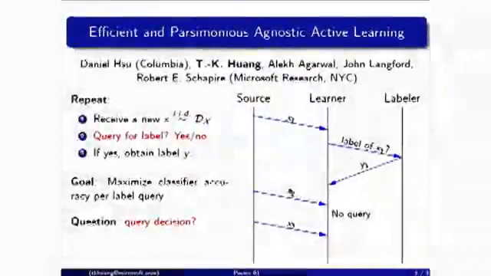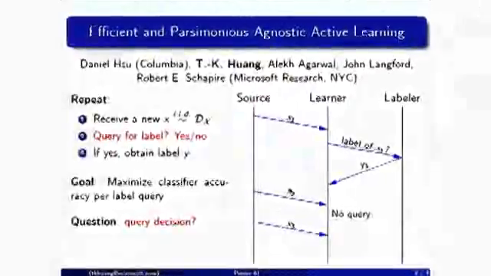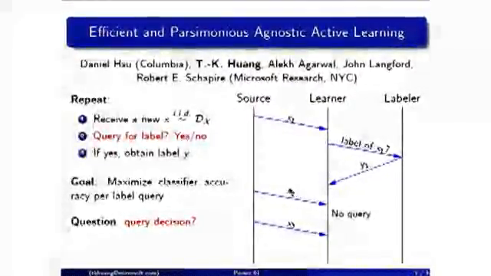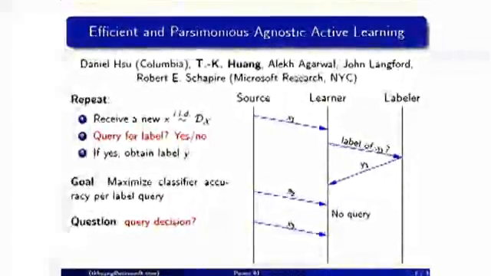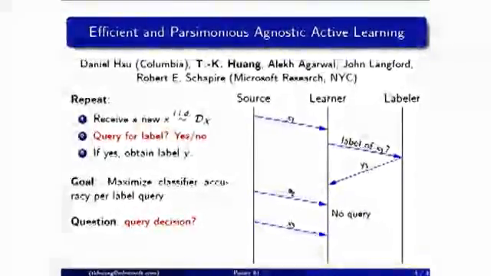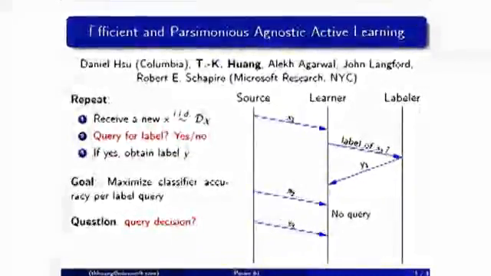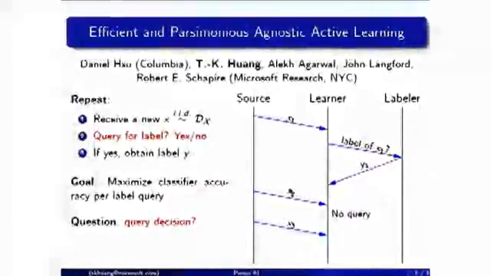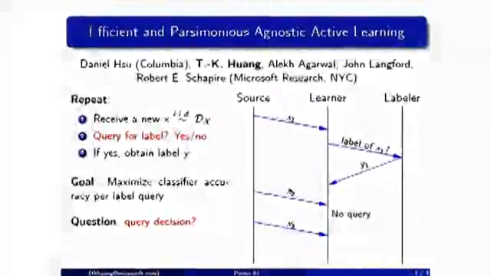So we consider streaming active learning. In every round, the learning algorithm receives a new example X, sampled IID from some source. And on the spot, the algorithm has to decide whether it wants the label or not. If it does, it sends the example to some labeler, gets its label back. Otherwise, the algorithm does nothing, just skips and proceeds to the next example. So the goal is to maximize classifier accuracy per label query. And the important question is, how do we make the query decision?